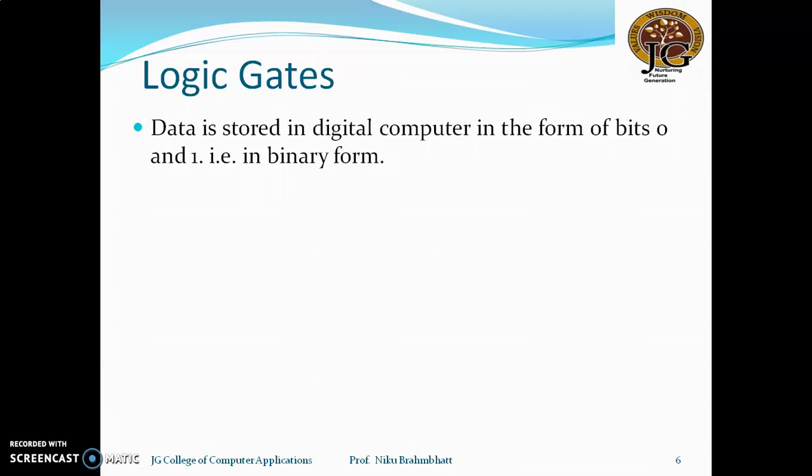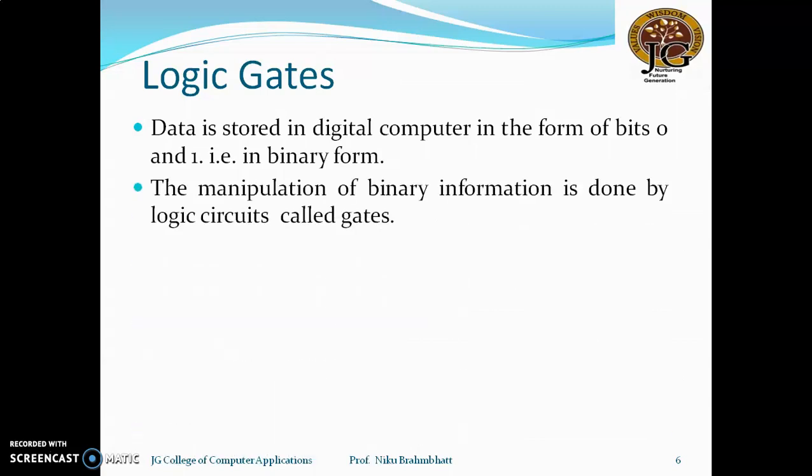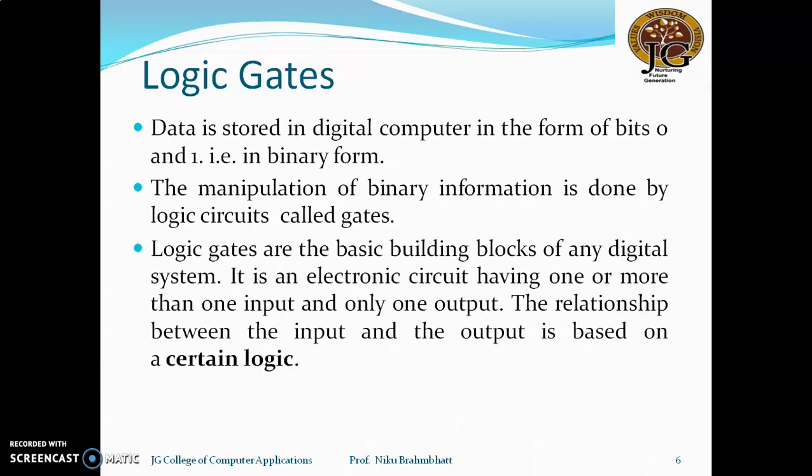You know that in a digital computer, data is stored in the form of bits 0 and 1, means in the form of binary. Now when you want to perform any operation on binary data, means you want to manipulate the binary data, then it can be done with the help of logic circuits, and those circuits are known as gates. Logic gates are basic building blocks of any digital computer, and it is an electronic circuit having one or more than one input and only one output. So a gate may have one or more than one input but only one output. The relationship between the input and output is based on certain logic.